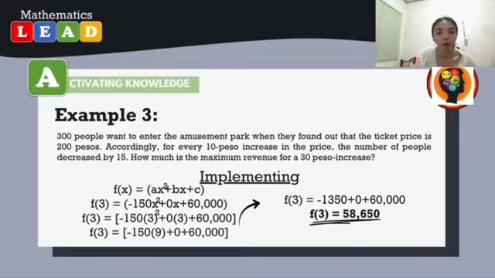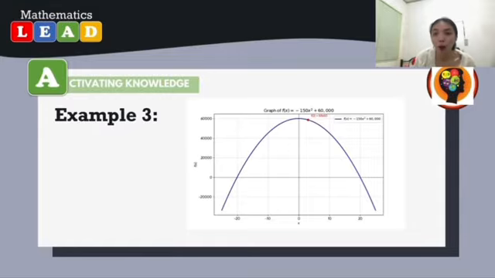So it says that the maximum revenue of the amusement park for a 30 peso increase is equivalent to 58,650 pesos. And here we can see the graph that forms a parabolic graph, wherein when we say parabola again, when it forms a trajectory, it is indeed a quadratic polynomial function, which proves that our formula is correct. Okay?